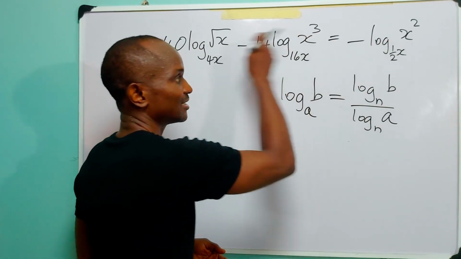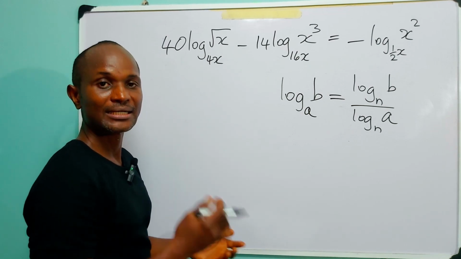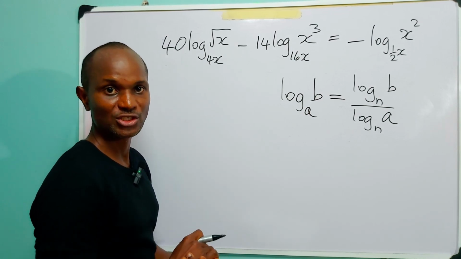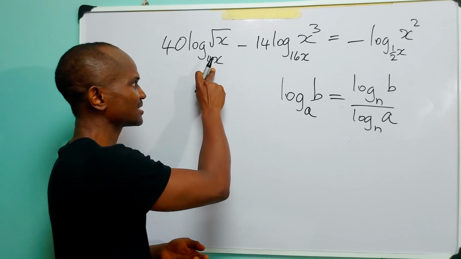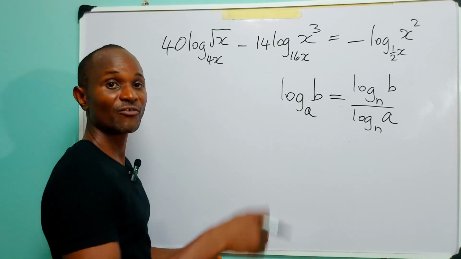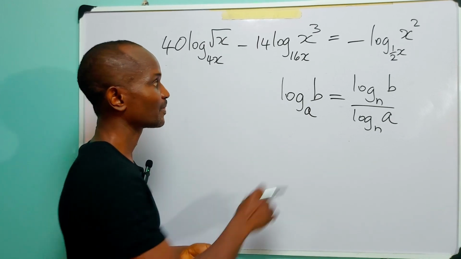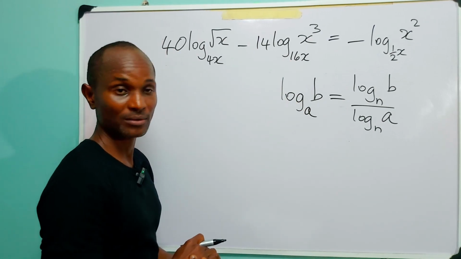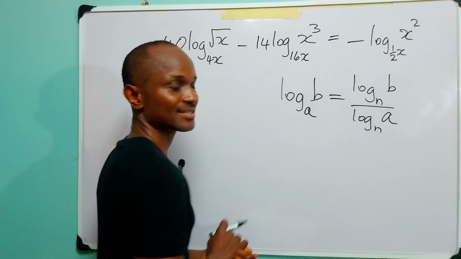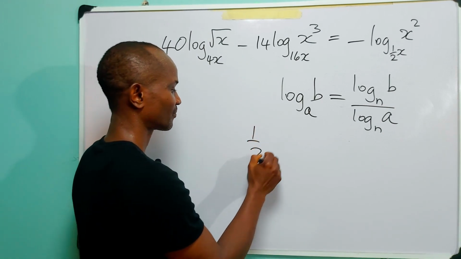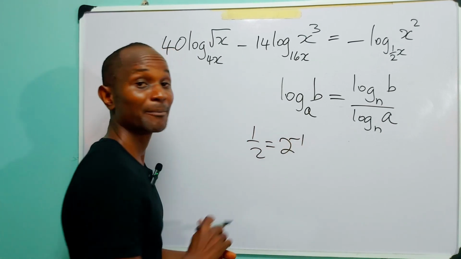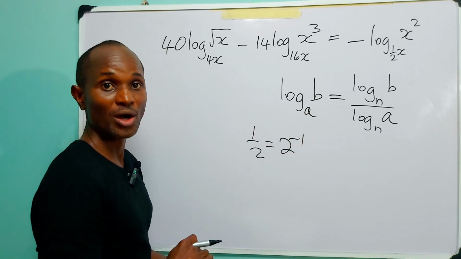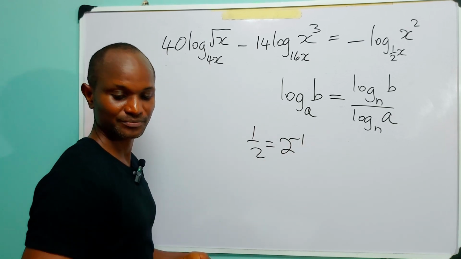But back to the equation we have at hand. The question now becomes, what is the best base for us to change to? Now you can see that this is 4x. 4 is 2 raised to power 2. This is 16x. 16 is 2 raised to power 4. And this is half x. Half is equal to 2 raised to power minus 1. So I think that it would be best for us to work in base 2.